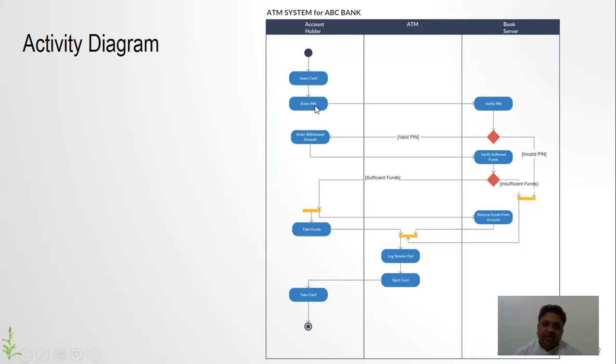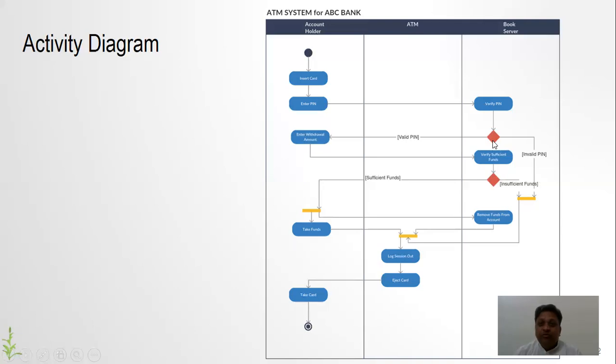When he enters the PIN, it goes to the book server, which will verify the PIN with this system. When the verification happens, if it is a valid PIN, then it will ask you to enter the withdrawal amount. But if it is an invalid PIN, it will go to the reverse operation. Where is the reverse operation? If you see here, it is going directly from this end, meaning log the session out, eject the card, or take the card directly. You are skipping the entire operations.